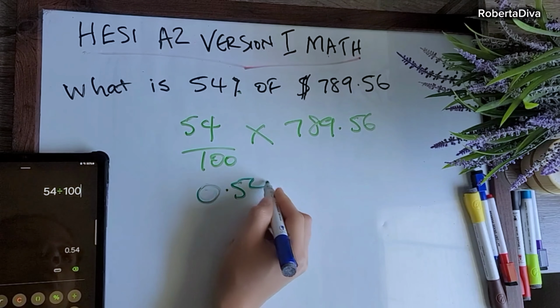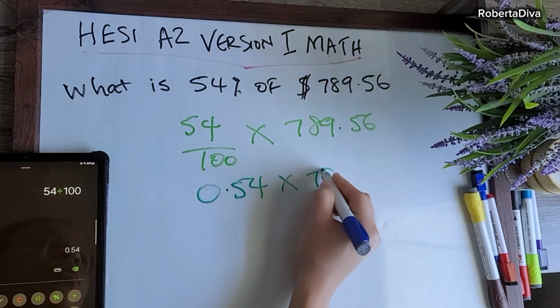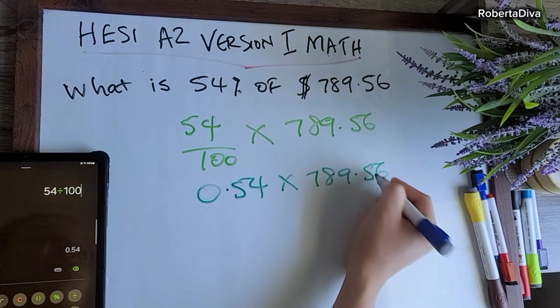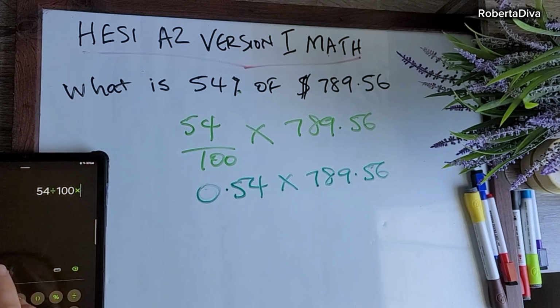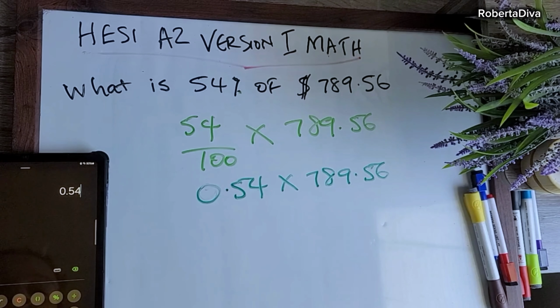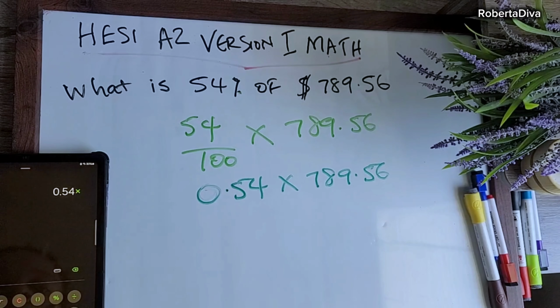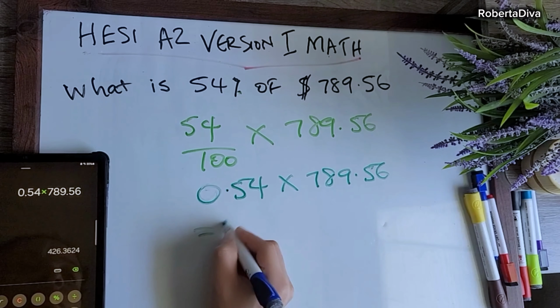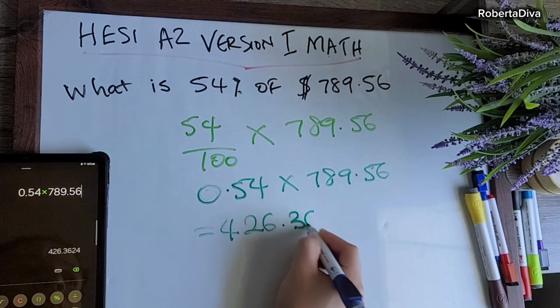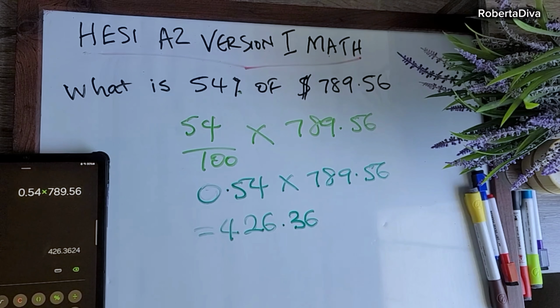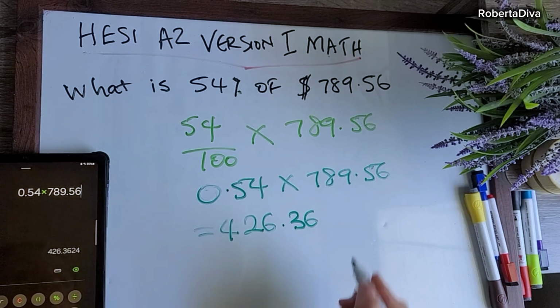Okay. Multiply the percentage with the money. We love money. Everybody loves money, right? Just joking. Okay, multiply 0.54 with 789.56, and the answer is going to be, wait, let me use my calculator, 426.36, right?